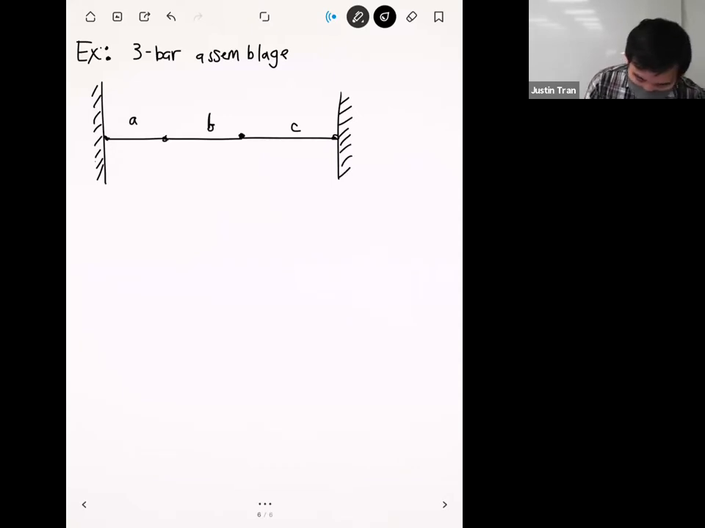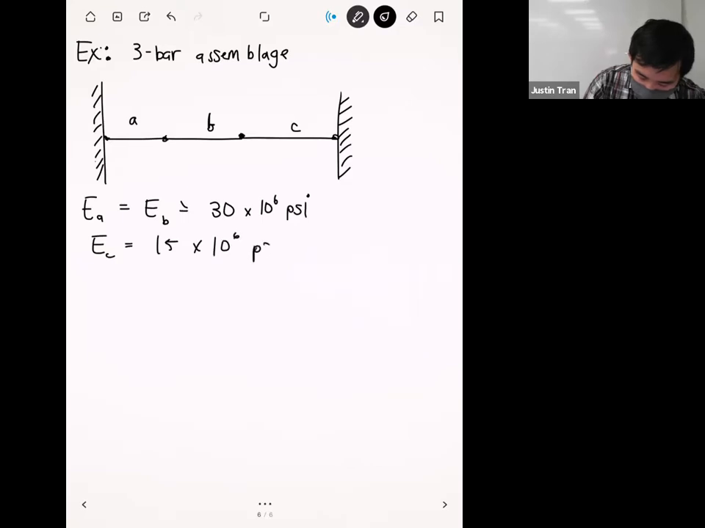All right. And so let's say that the Young's moduli for elements A and B are 30 times 10 to the 6 psi. Whereas the Young's modulus for element C is 15 times 10 to the 6 psi. And so we have a different Young's modulus. Basically what we're saying is that element C here is made of a different material than elements A and B.